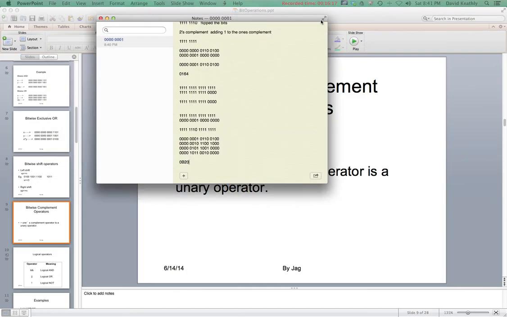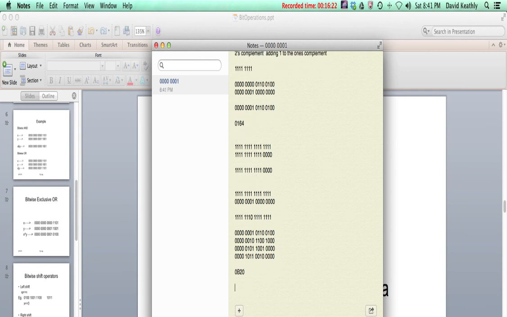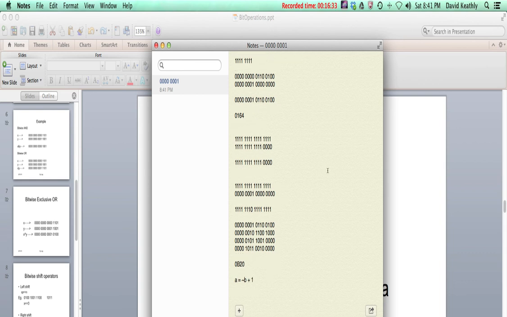So if we want to take the twos complement of a number in C, we could say, if we had some value B and we wanted its twos complement, we could say A equals tilde B + 1, and that would accomplish taking the twos complement, because this would do the ones complement and then the +1. So A would be the twos complement, which is ultimately the same as saying A equals negative B. That's what the twos complement is. It's the negative representation.